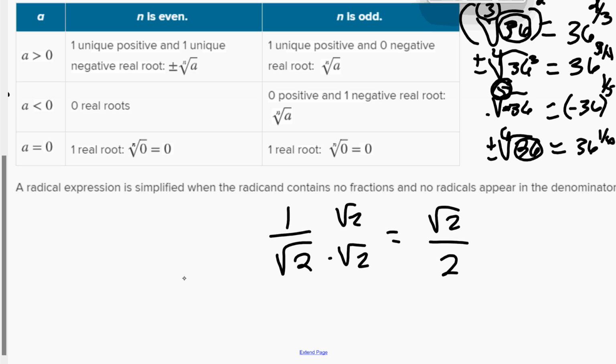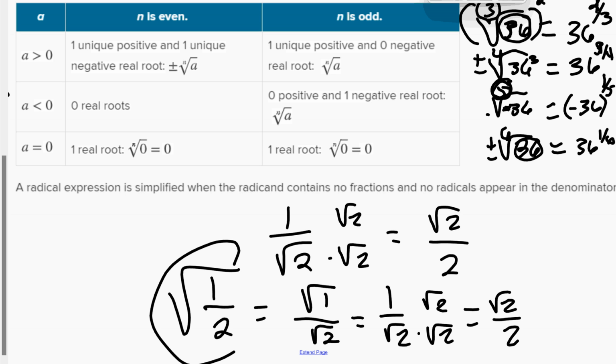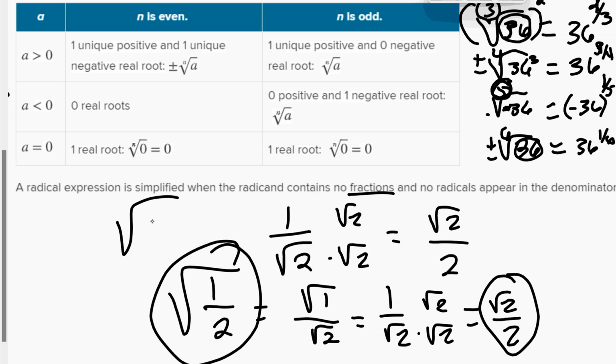If we have a radical of a fraction, this breaks down to the radical of the top over the radical of the bottom. So we get 1 over the square root of 2, and then we can't have a radical on the bottom, so we rationalize it like the one above: root 2 over 2. So the square root of 1/2 is root 2 over 2. I can't take the square root of a fraction; I separate the top over the bottom, and then I have to rationalize the radical on the bottom.